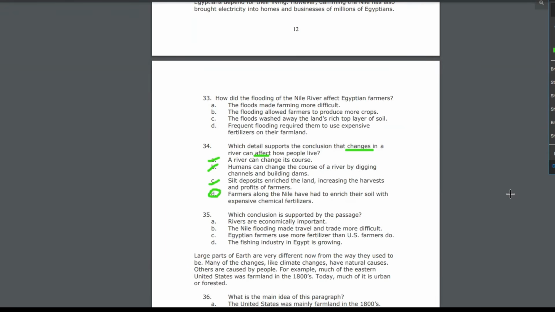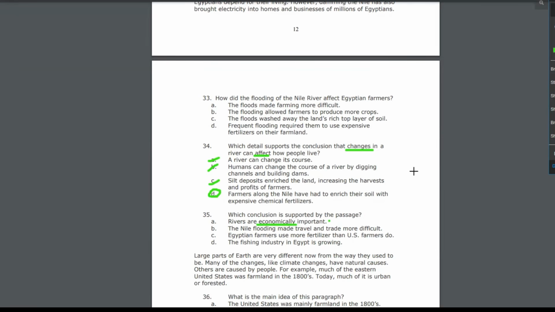So they can give you answers that all sound great, right? And they could also be true, but it's always, what are they asking? It's always the particular key. All right, and then number 35, which conclusion is supported by the passage? Rivers are economically important. Definitely have to mark that one. Why? Because economy is all about money, right?